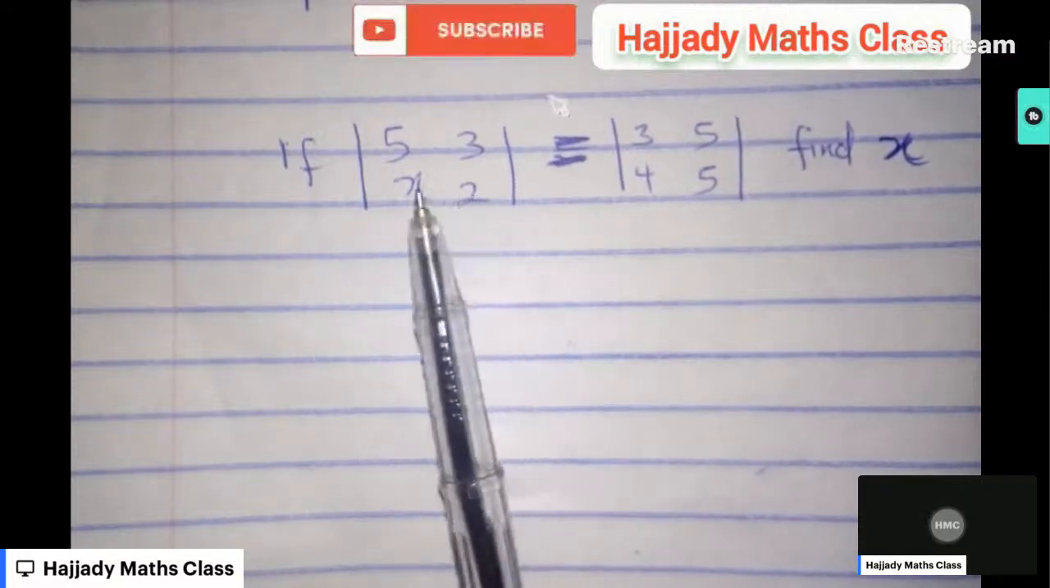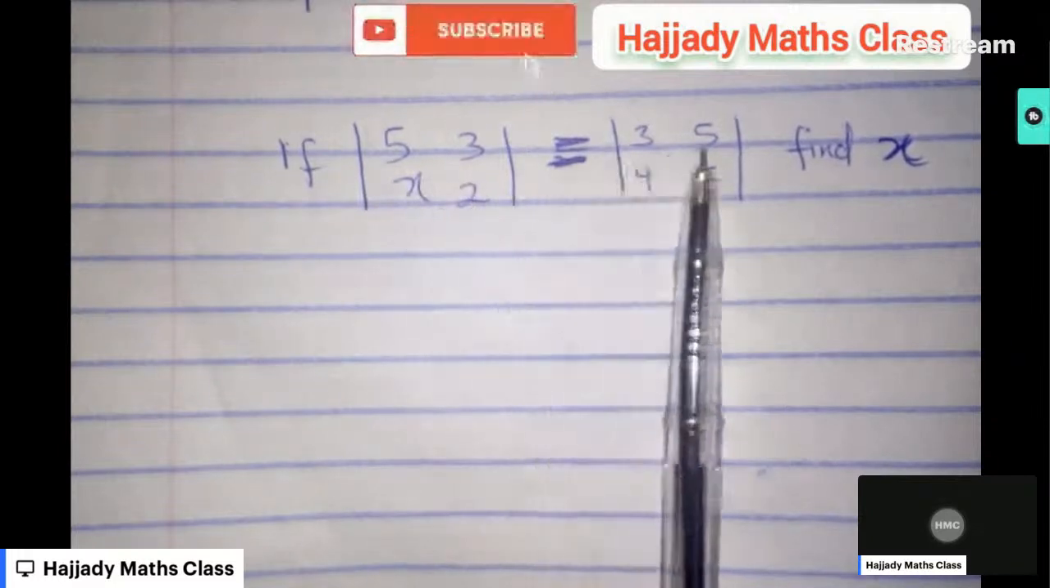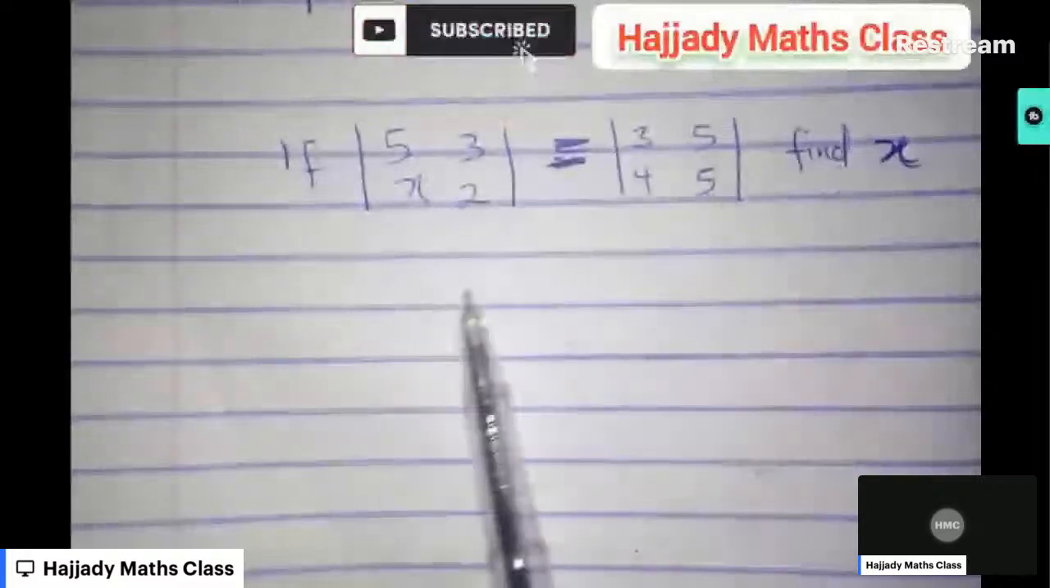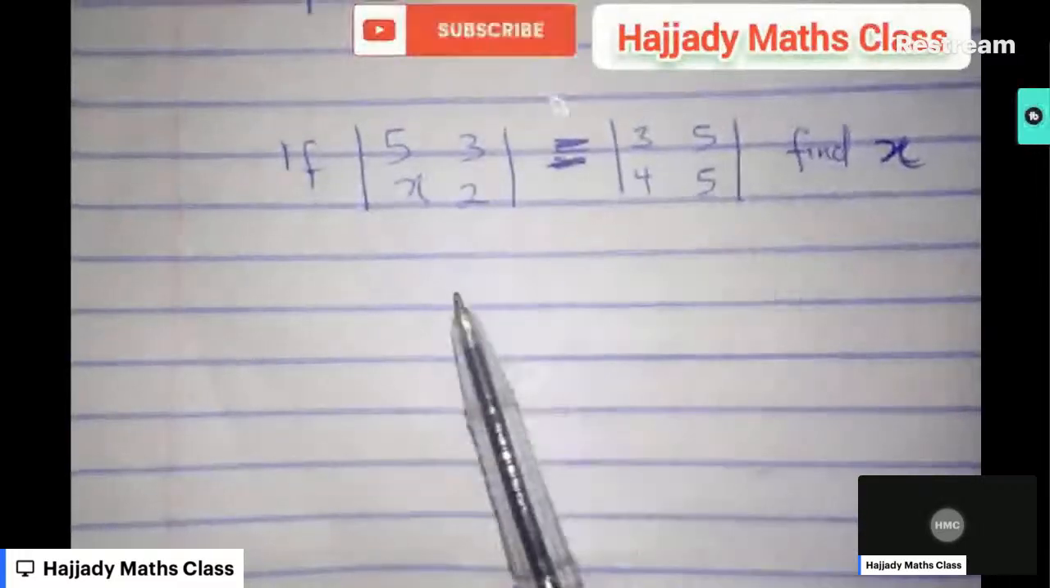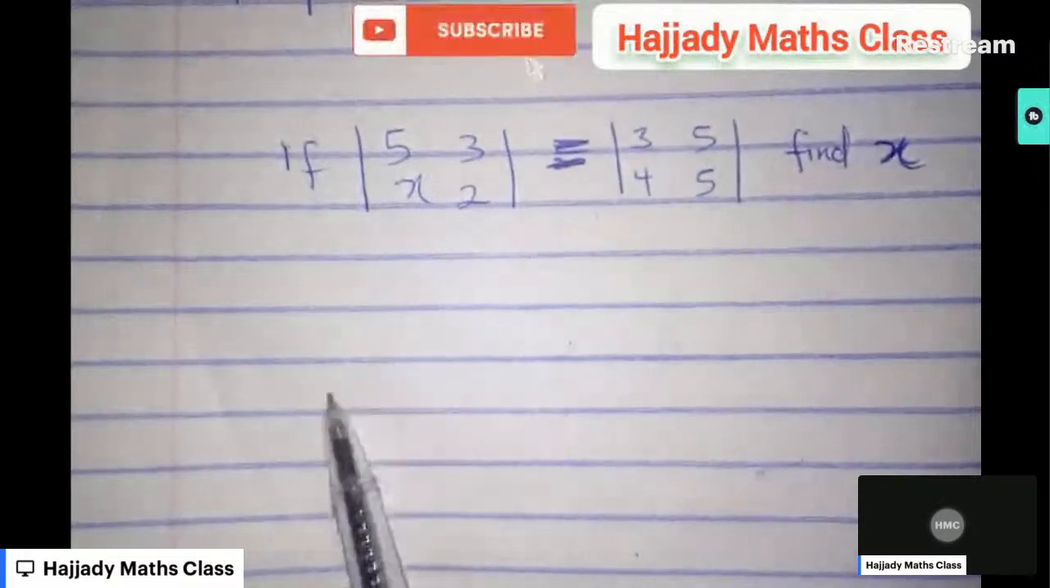Now in this question, if the determinant of 5, 3x and 2 equals the determinant of 3, 5, 4 and x, find the value of x. You can watch some of our previous videos on matrices to have prerequisite knowledge on determinant of a matrix.